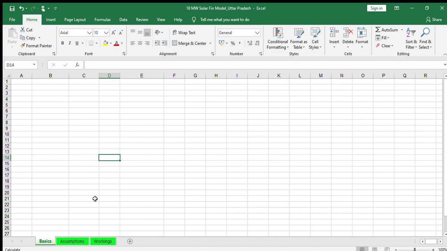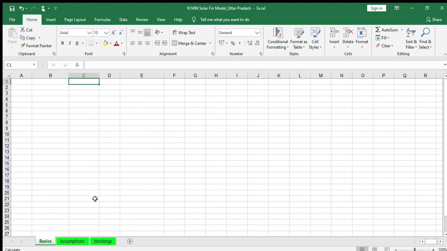Hi friends, so today in this presentation we will see how to do a modeling of a solar project. Once you understand this model, you can use it for modeling of a wind project also. You can model a thermal project by tweaking some parameters, but that's a separate subject altogether.